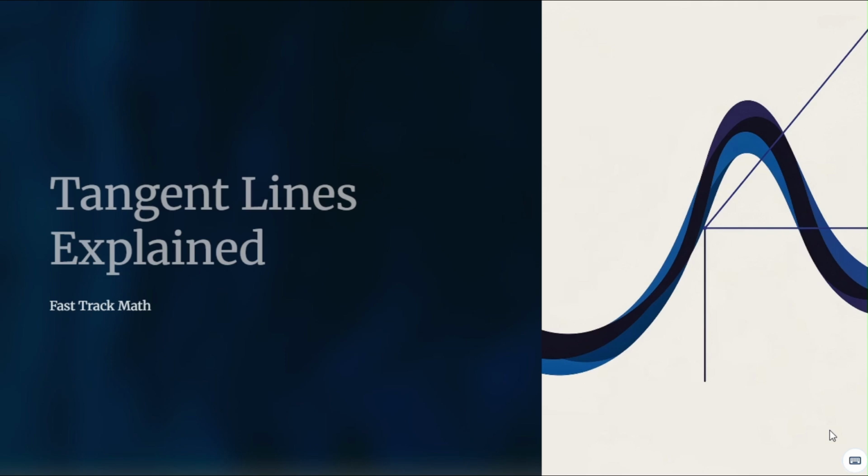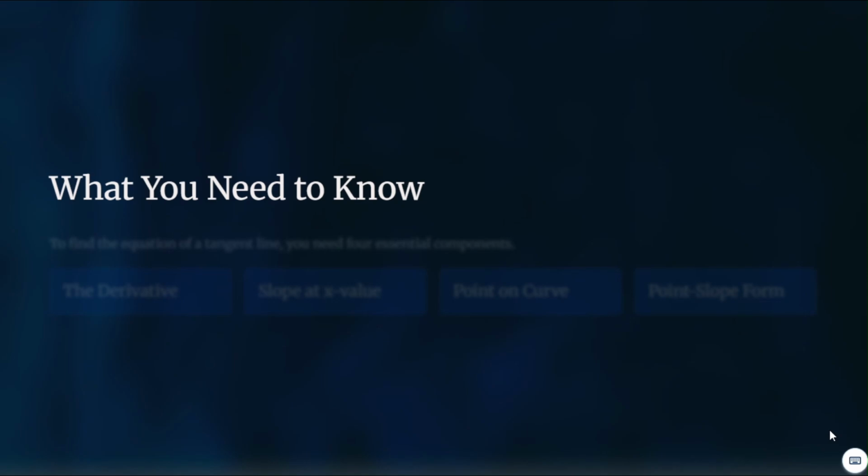What's the difference between touching a curve and cutting through it? In calculus, a tangent line touches a curve at exactly one point, and its slope tells us how fast the function is changing at that instant. Here's what you need to know.